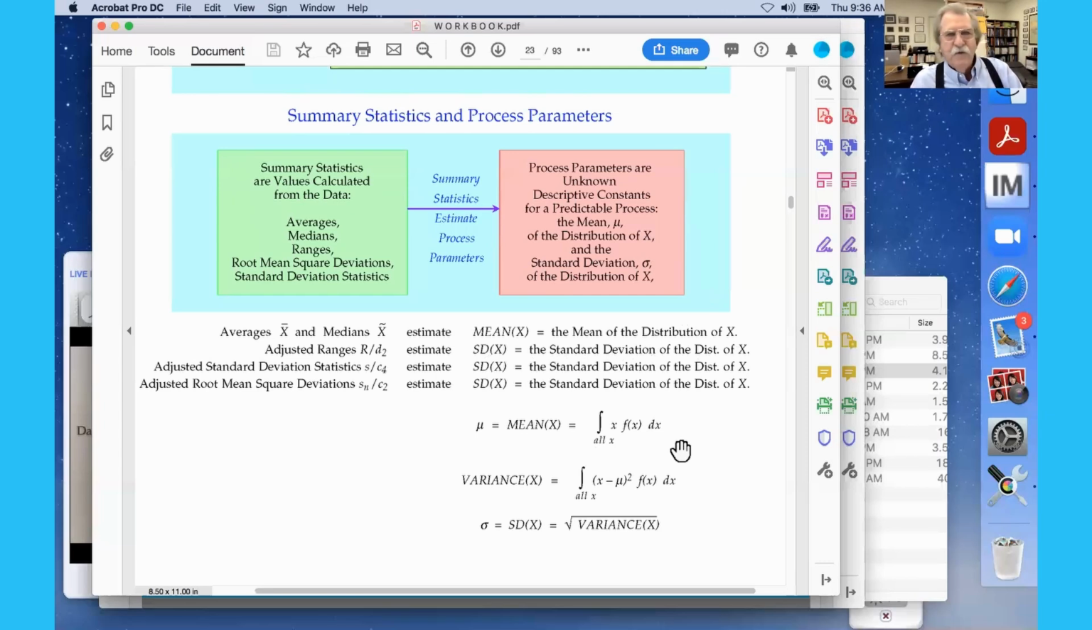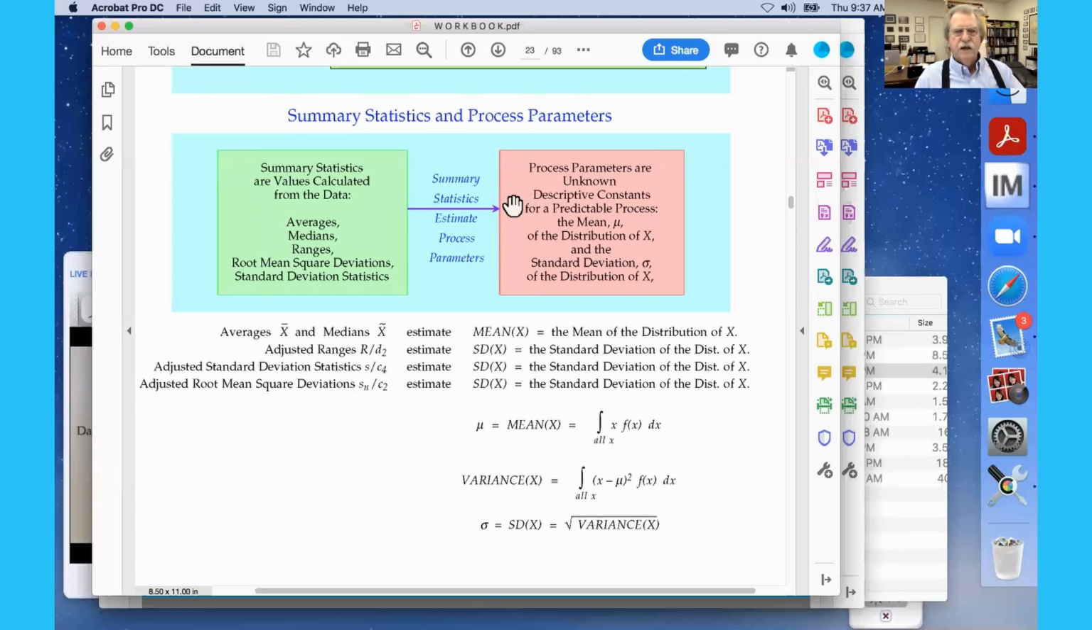These are not numbers you find in practice. These are concepts. This is the target that you're taking shots at when you compute on an average. Think of it that way. The variance for x is the integral over all x of (x minus the mean quantity) squared times f of x dx. And the standard deviation is the square root of the variance. Simple enough. But you see, these are things that remain unknown in practice.